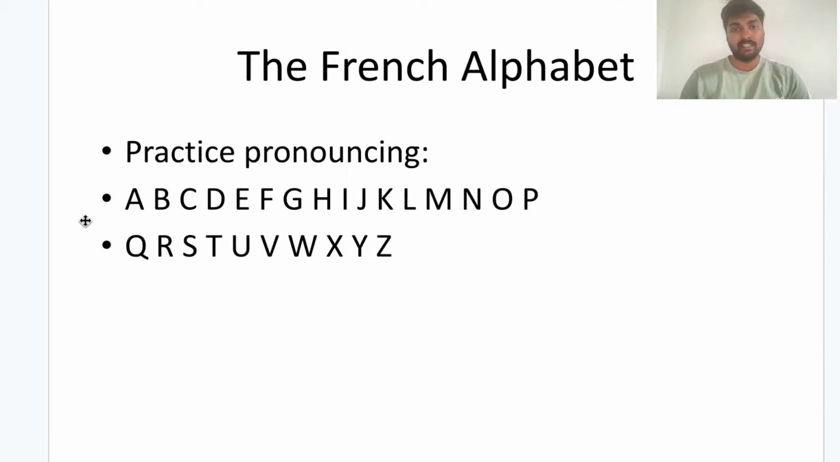I believe by this time most of you might have mastered the pronunciation of the alphabet. So I will just go through it once again, very quickly. A, B, C, D, E, F, G, H, I, J, K, L, M, N, O, P, Q, R, S, T, U, V, W, X, Y, Z. Okay, that's all about the alphabet.